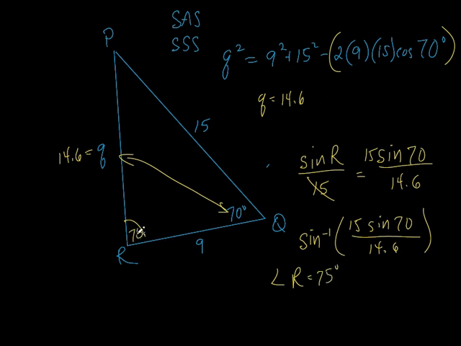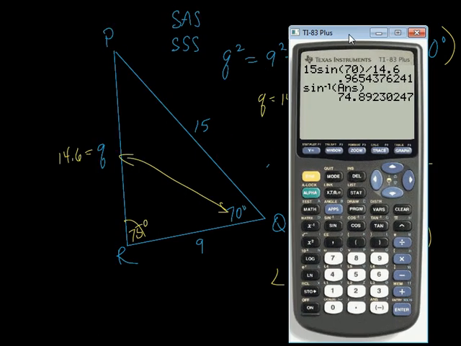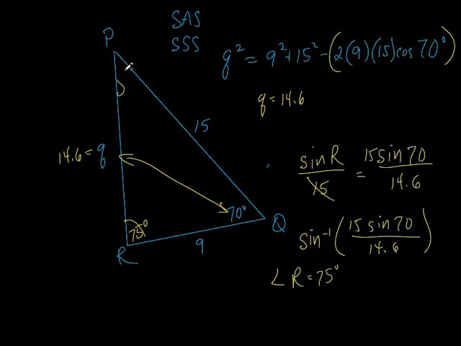You want me to just add both of them, add 75 and 70? Yeah, you could add them, but don't you think it's easier just subtracting them both from 180? 35. Yeah, that's kind of easy. 35 degrees. So there's your answers: 35 degrees, 75 degrees, and 14.6. That's how you do it.